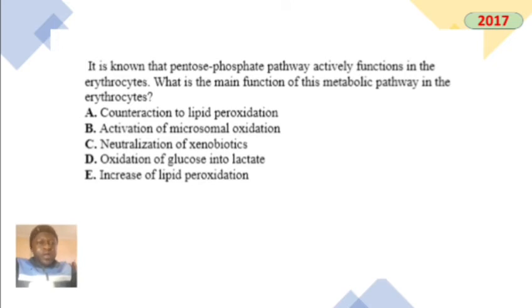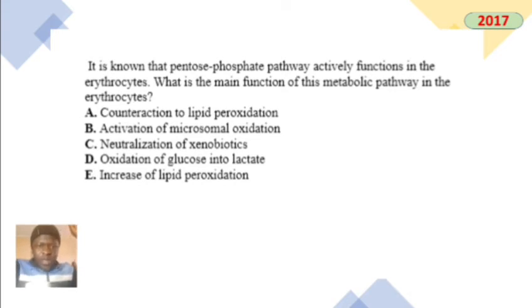It is known that the pentose phosphate pathway actively functions in the erythrocytes, right? What is the main function of this metabolic pathway in the erythrocytes? If you still remember, this pathway produces a very important component called NADPH, right? It works with glutathione peroxidase, which has two forms, the active reduced form and the oxidized form. That component will help in decreasing the process of lipid peroxidation, right?